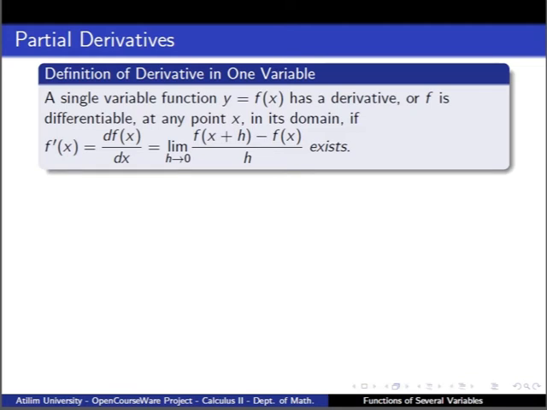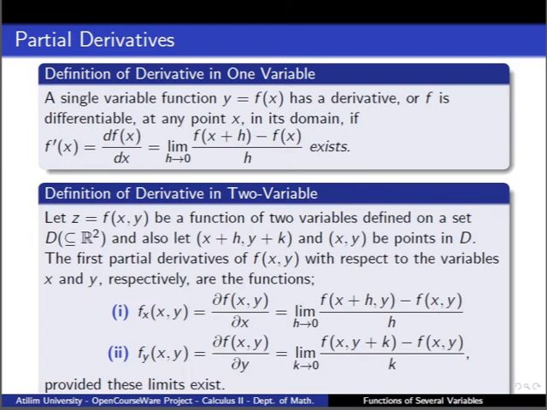To understand partial derivatives better, it may be better for us to remember that the derivative of a function is given by this definition. Note that f has a derivative, or we say that f is differentiable, if the limit of this Newton's quotient, which is also called the difference quotient, exists. So this existence of the limit tells us that the single variable function is differentiable or has a derivative at any point x in its domain.